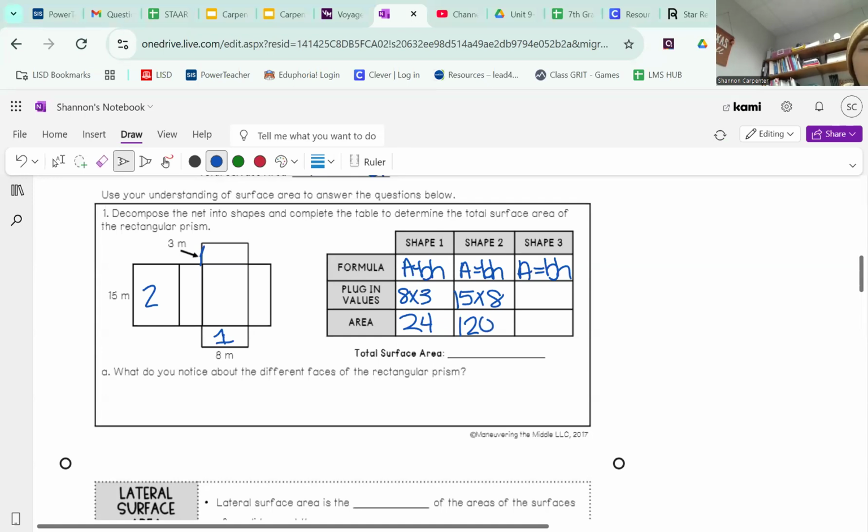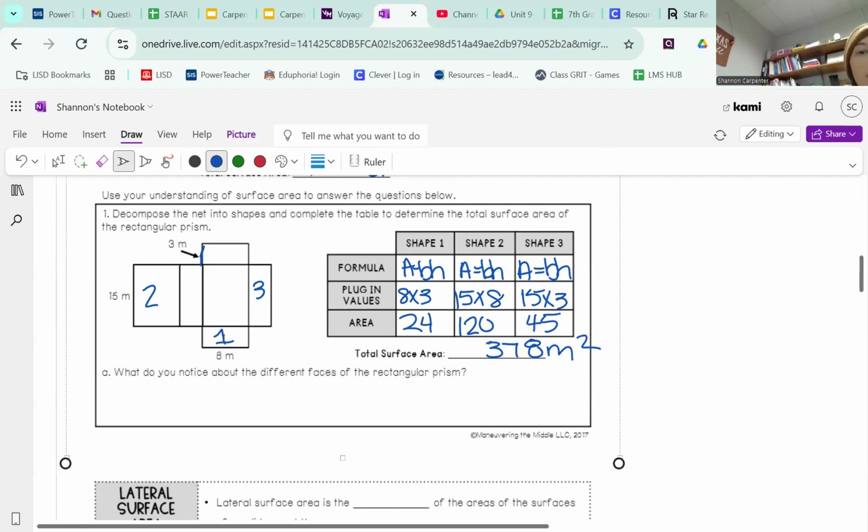And then the third shape is going to be these little pieces right here. So we're going to do 15 because that's it, and then the little piece right there is going to be 3. So 15 times 3 gives me 45. Now notice I've got 2 of these, 2 of these, and 2 of these. So I'm actually adding these 3 numbers twice, which gives me 378 meters squared.